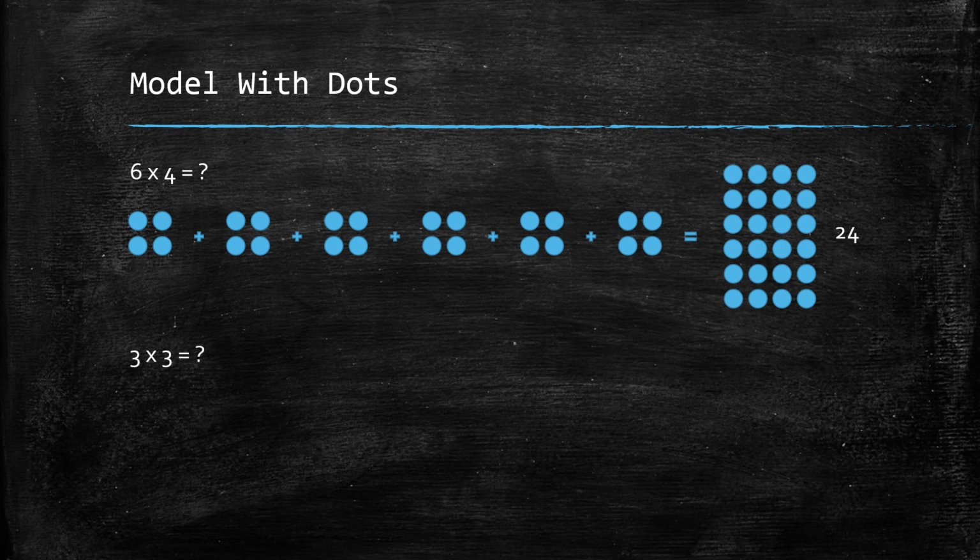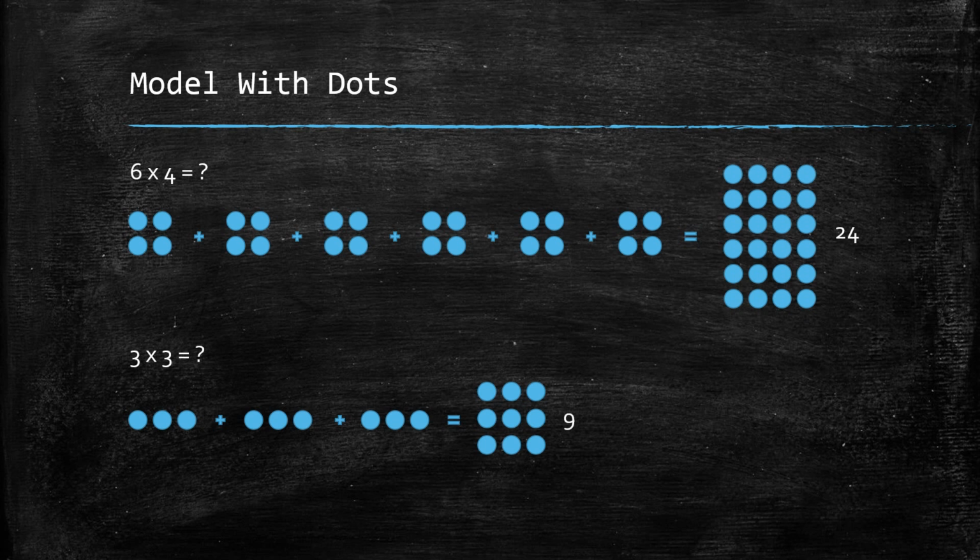And if I had 3 times 3, I could express it as 3 plus 3 plus 3. And if we add it together, 3 times, we get 9. So 3 times 3 equals 9. Alright.